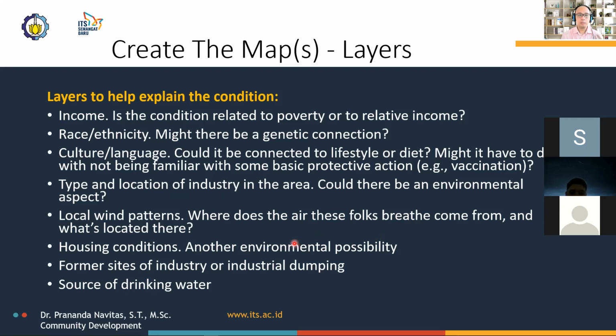For example, this seems to be a widespread phenomenon in the western part of this area, and then you notice that most of the air that these people breathe comes from the eastern wind. And what's down to the east of the area? Perhaps there's an industrial estate or a nuclear power plant or whatever. Housing conditions, former sites of industry or industrial dumping, and sources of drinking water. So those are just some of the layers that can help you explain a phenomenon within the community.